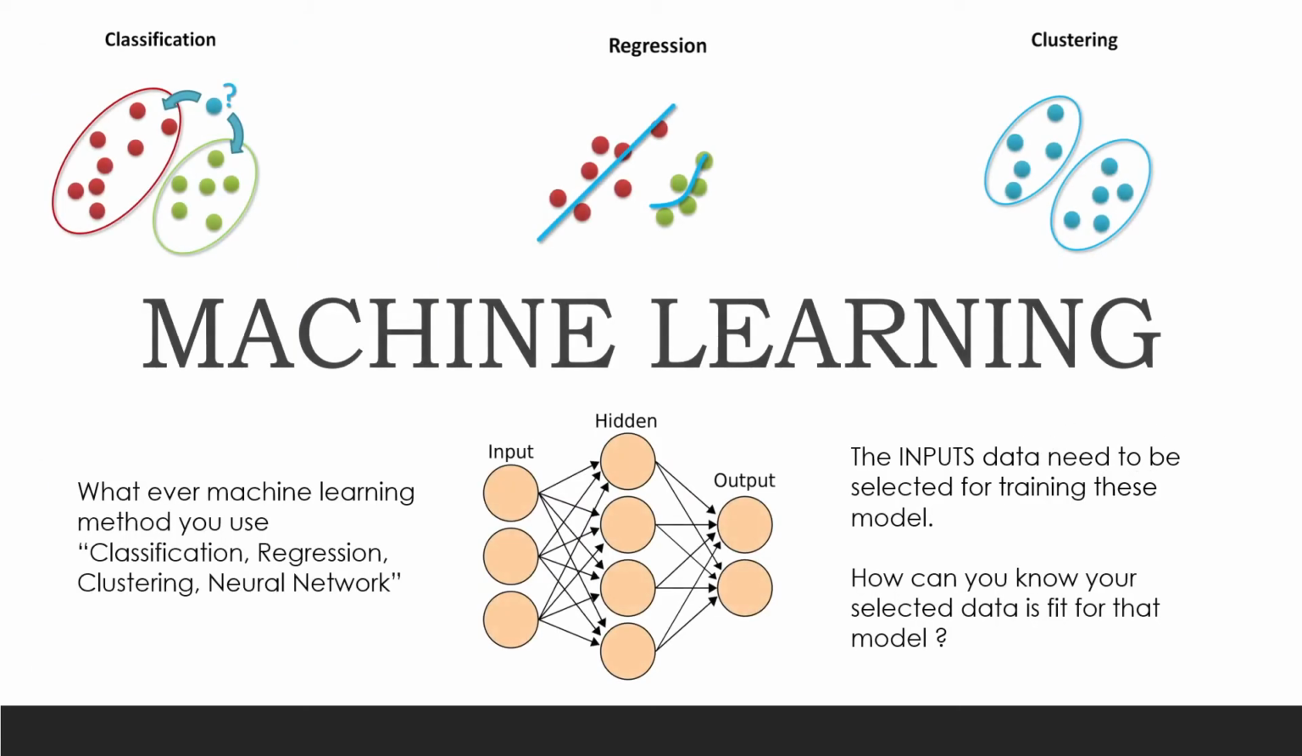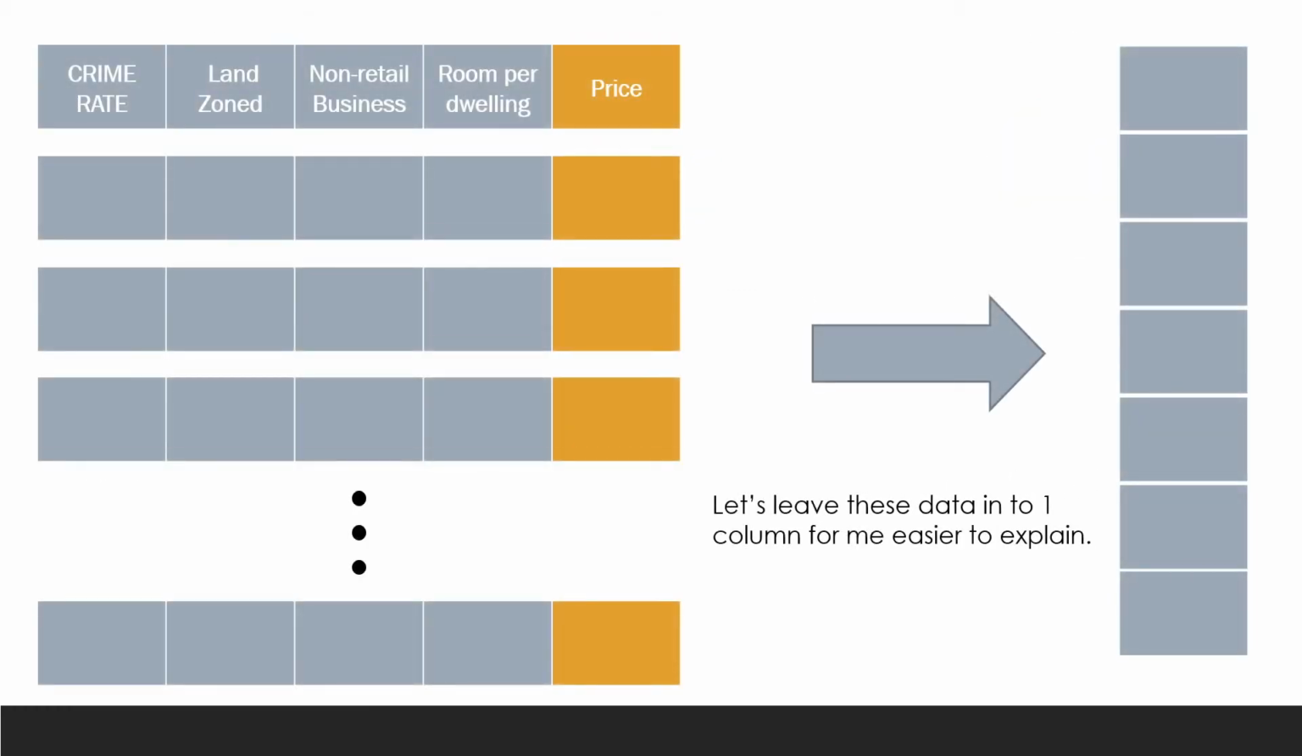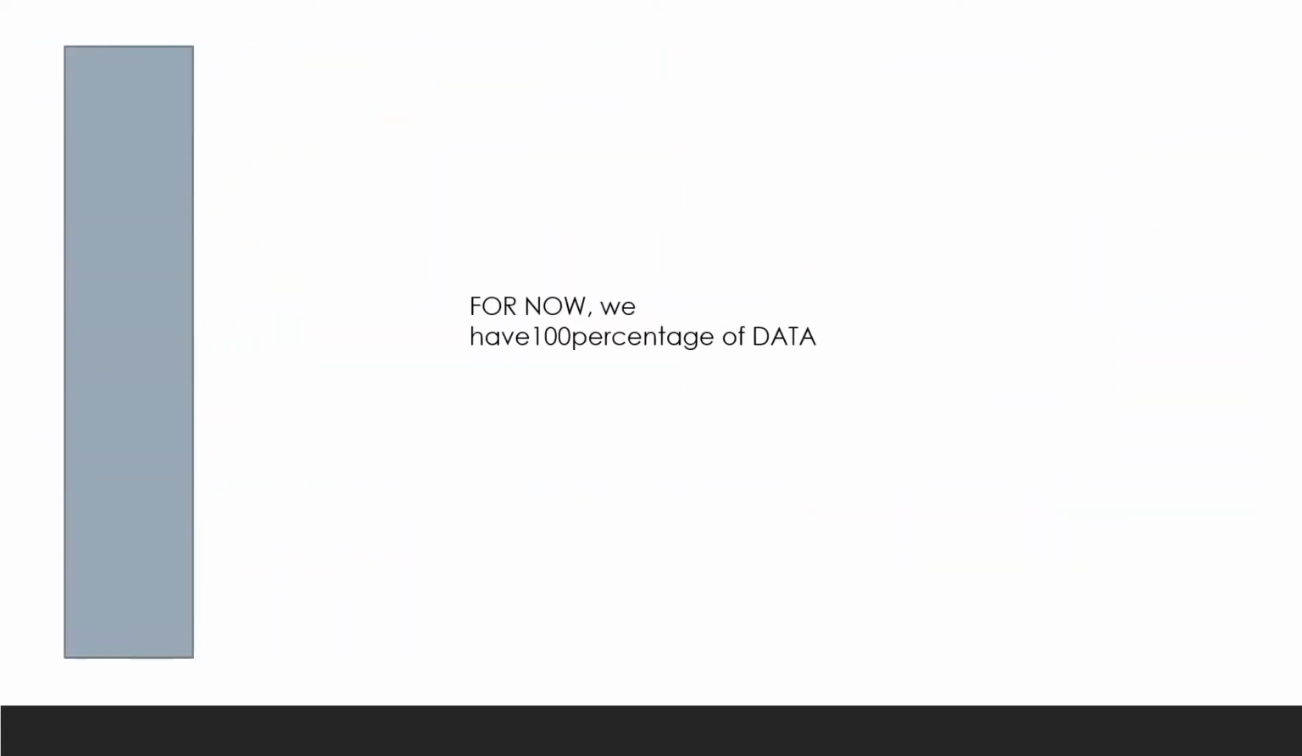Whatever machine learning method you use, classification, regression, clustering, or neural network, the input data needs to be selected for training these models. How can you know your selected data is fit for that model? Let's collapse these data into one column to make it easier to explain. For now, we have 100% of the data.